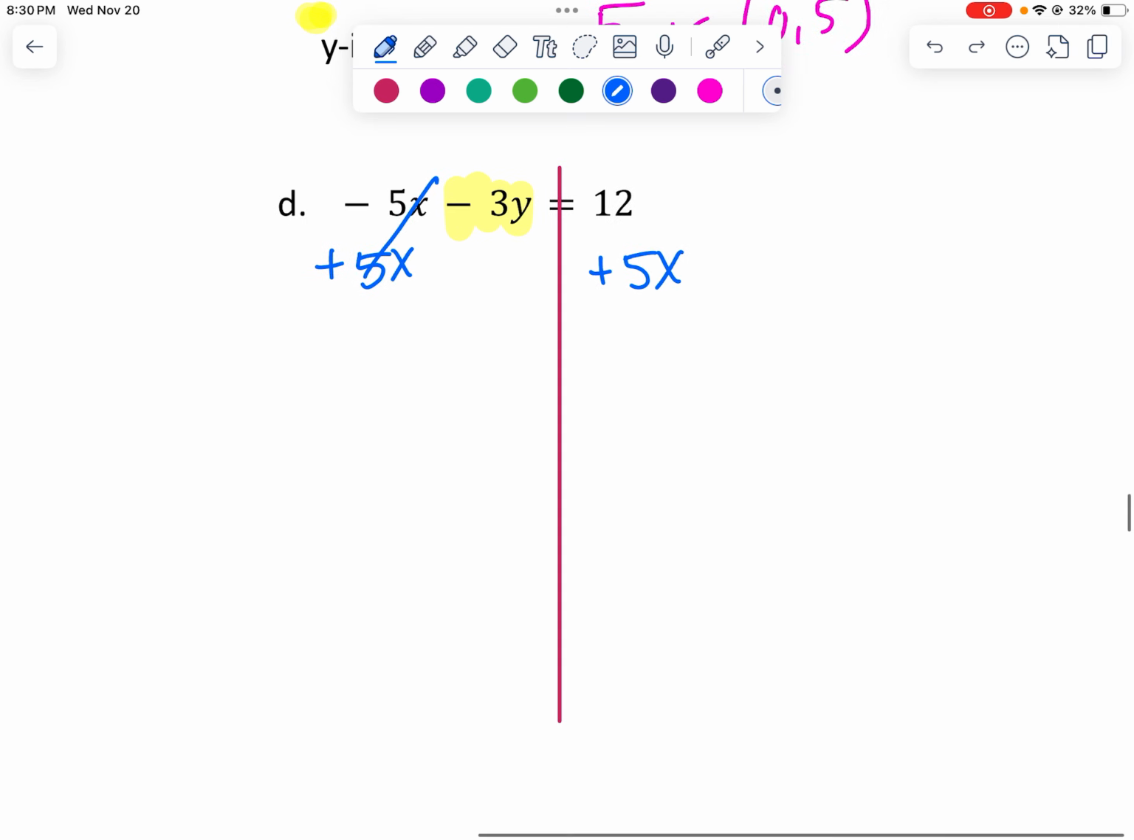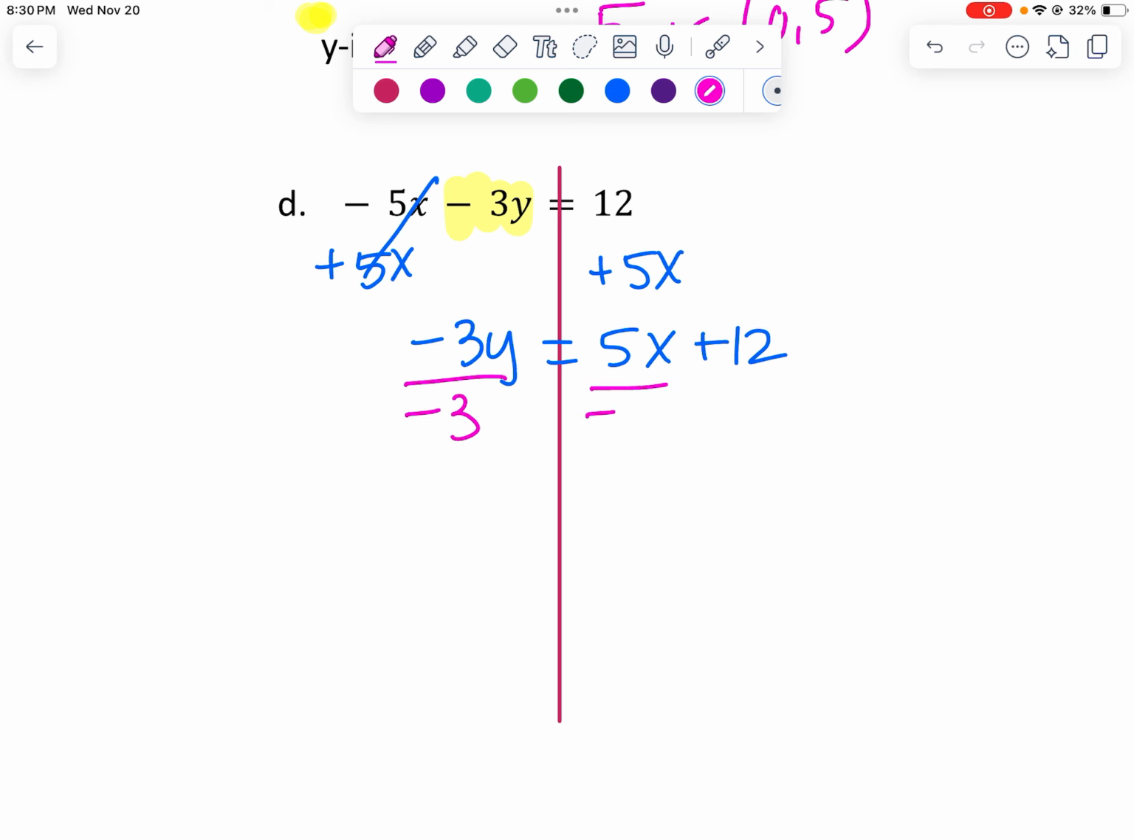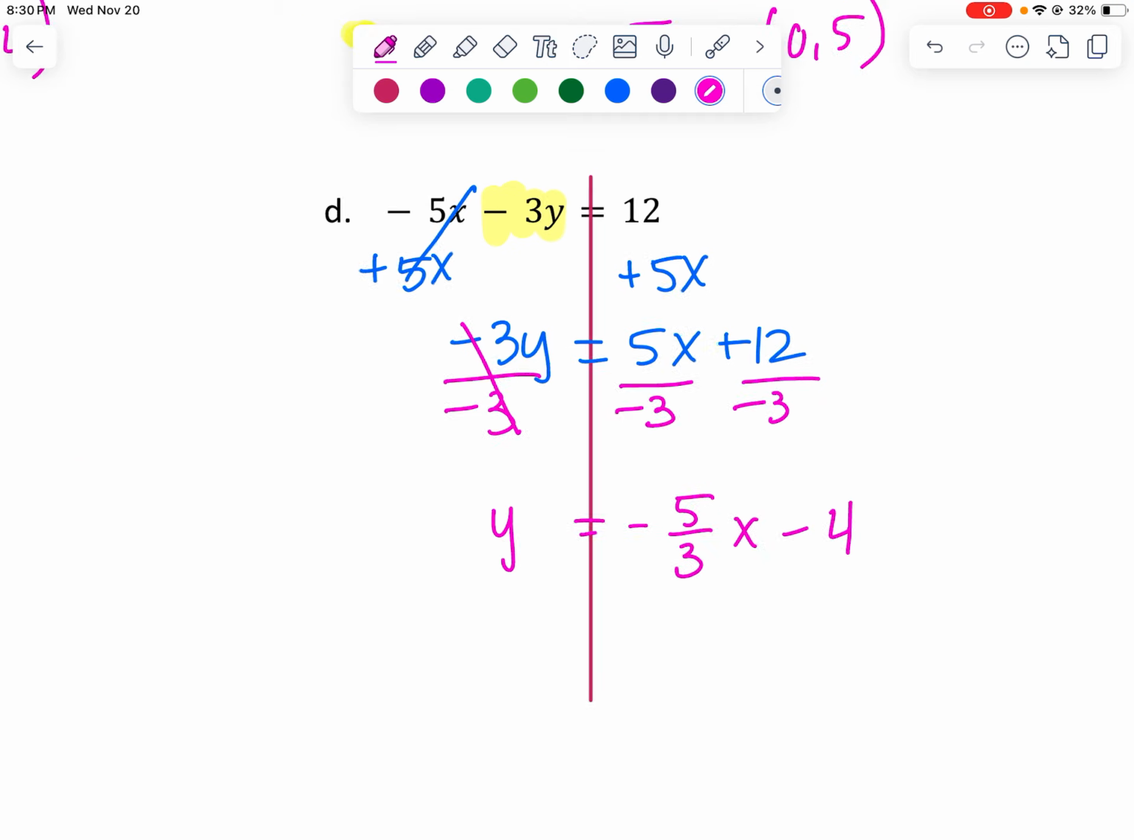All right, I'm going to bring down the -3y, equal to the 5x plus 12. I'm going to divide everything by -3. So those cancel out. I'm left with y is equal to, now 5 divided by -3, that actually does not reduce. So I'm going to keep it as -5/3. Bring down the x with me. And then I have a positive 12 divided by -3. That gives me a -4.